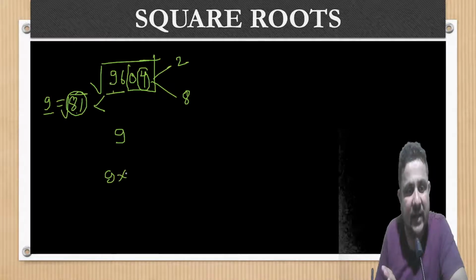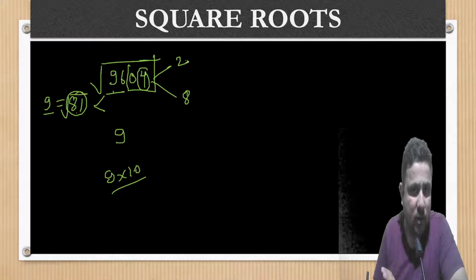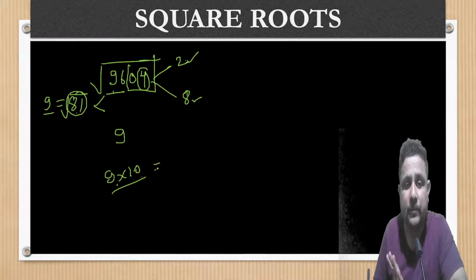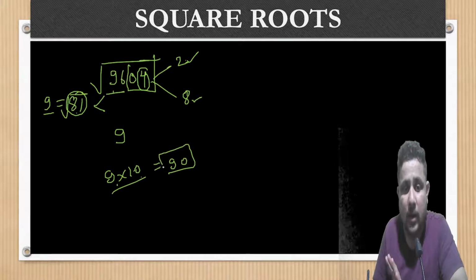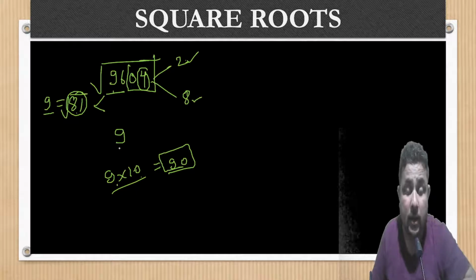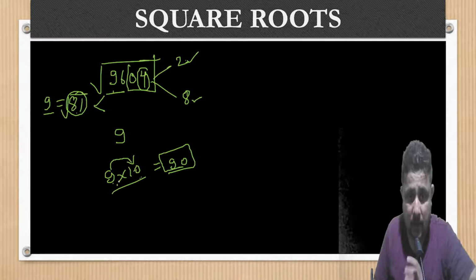Now multiply 9 with 10, because we don't know what is going to be our unit digit, 2 or 8, right? So 9 into 10, 90. Now compare this product. You will multiply the first part of the answer with one digit, one number above. So 9 into 10, 90.